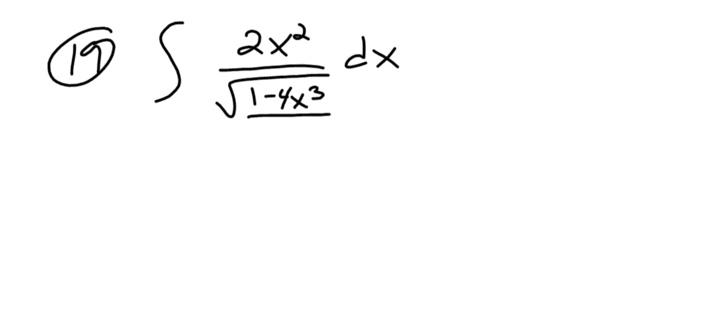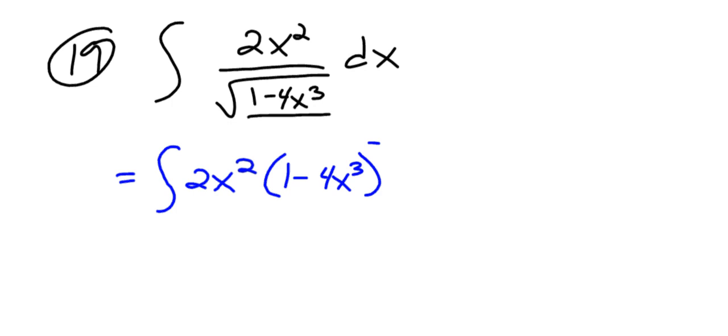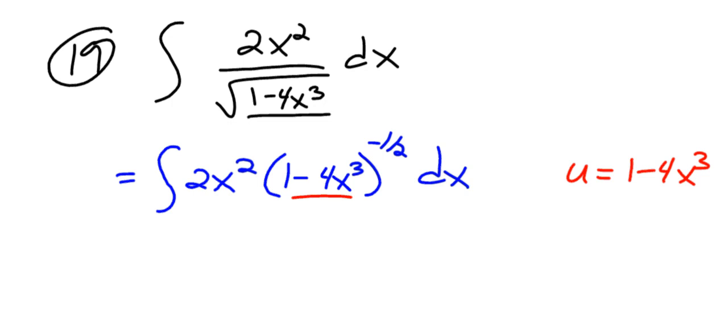So I'm going to make things a little bit easier to see. I'm going to make this all in the numerator. I'm going to bring up this square root, and I'm going to put it in exponential form. And now from here, I'm going to say, let u be this inside messy function, g of x. And then I'm going to take the derivative of it.